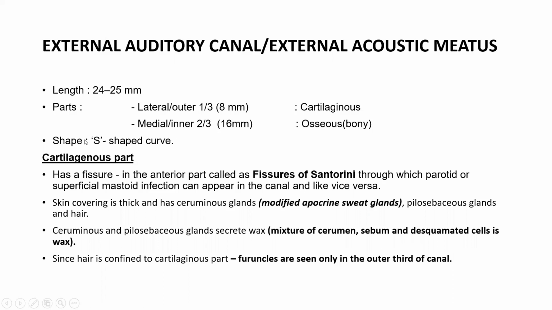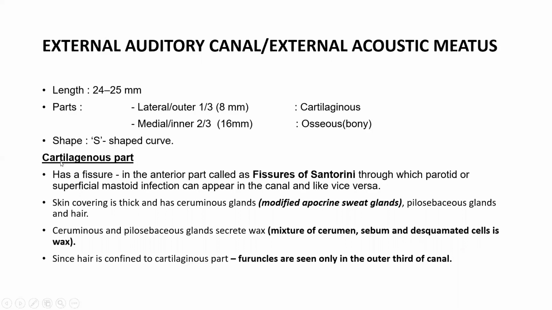The shape of the external auditory canal is S-shaped. This is the reason we have to pull the ear pinna upward to visualize the tympanic membrane, because the canal is S-shaped, and we cannot see the tympanic membrane directly if we don't pull the pinna upward.